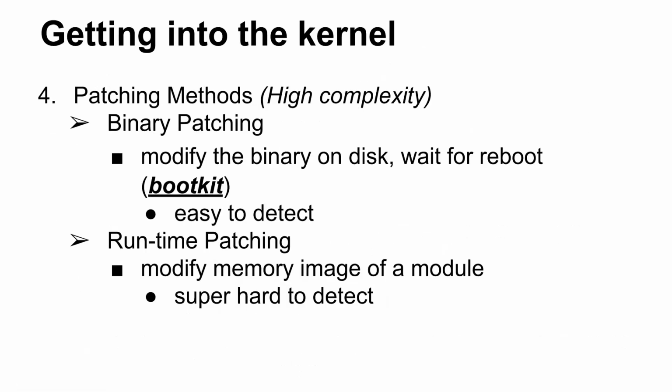That brings us to patching methods, the fourth category of getting into the kernel. If you have system or admin privileges, or some equivalent privileges and the ability to write into kernel space, you can do some patching methods. What is called binary patching is modifying the binary on disk and waiting for a reboot. This is called a bootkit, and almost all bootkits are defeated today. Very easy to detect with any trivial, cheap, or even free form of antivirus.